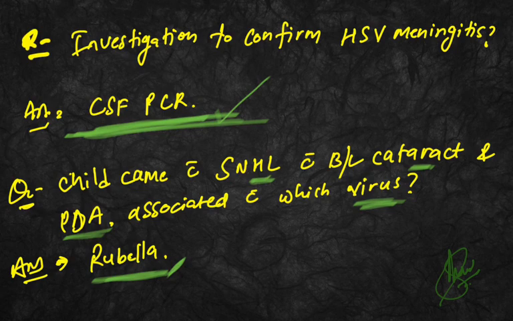Now, a child came with sensorineural hearing loss, with bilateral cataract, with PDA, and associated with which virus? So, rubella virus is associated with this.